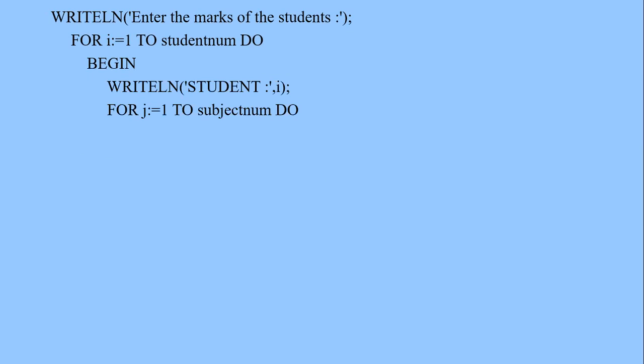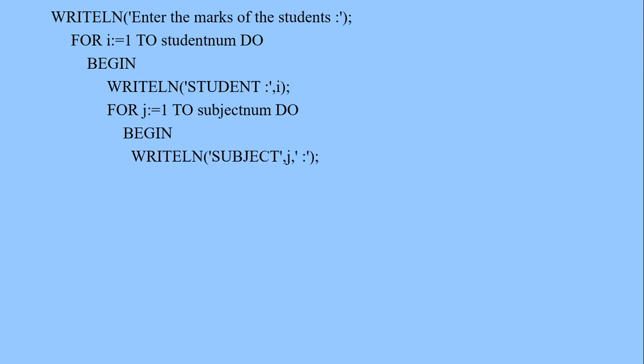Then we say for I equals 1 to the maximum number entered. So we initialize the value of I with 1, to student num. This is a for loop that increments upwards by 1. So when I is 1, we write out student 1. Then we enter the subject number. So for j equals 1, we initialize j with 1, to the value entered and stored in subject num, do. We begin.